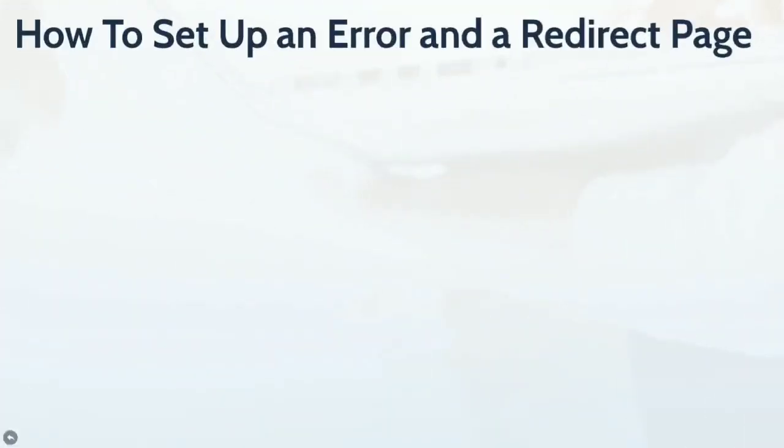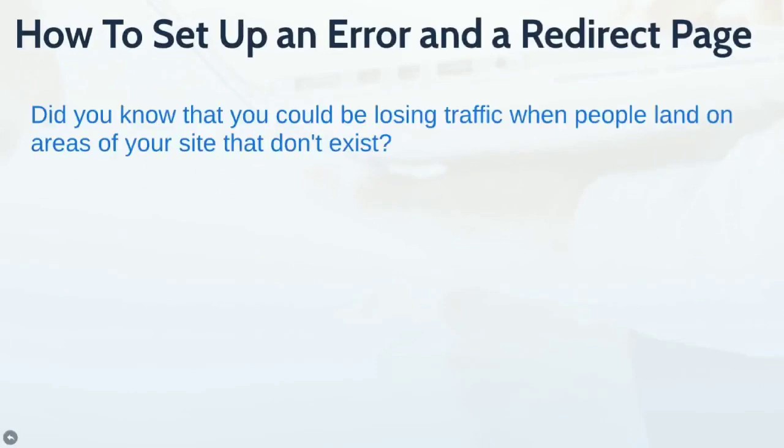Welcome to video number 6, and in this particular video we're going to talk about how to set up an error and redirect page. So did you know that you could be losing traffic when people land on certain areas of your website that don't exist? In other words, over the years of maintaining your website, you'll have pages and elements, videos, zip files, whatever, that will disappear from your website. And what will happen over the years is they will be indexed by Google, and if somebody clicks on that through Google and they come to your website, it will lead to what we call a 404 error page.